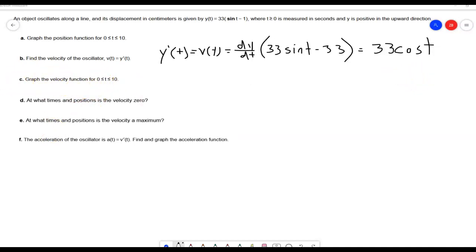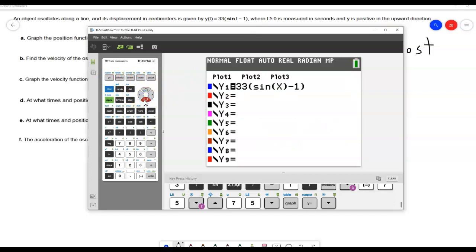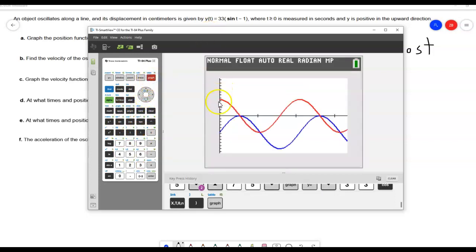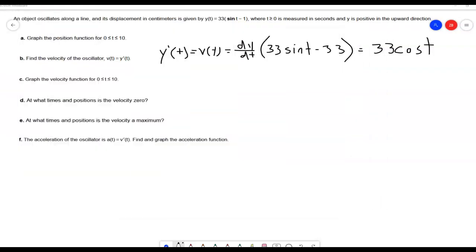And then it says graph the velocity function. All right, so let's go ahead and graph it. We'll leave it right up with this one. So go back to y equals, put it down here. So this is 33 cosine of x. Go back to graph. And so this is the graph of the derivative or the velocity function there. So we should be able to go ahead and match that up. That looks like a pretty standard cosine function, just the amplitude is much larger than a normal cosine function there. 33 times larger, as a matter of fact.